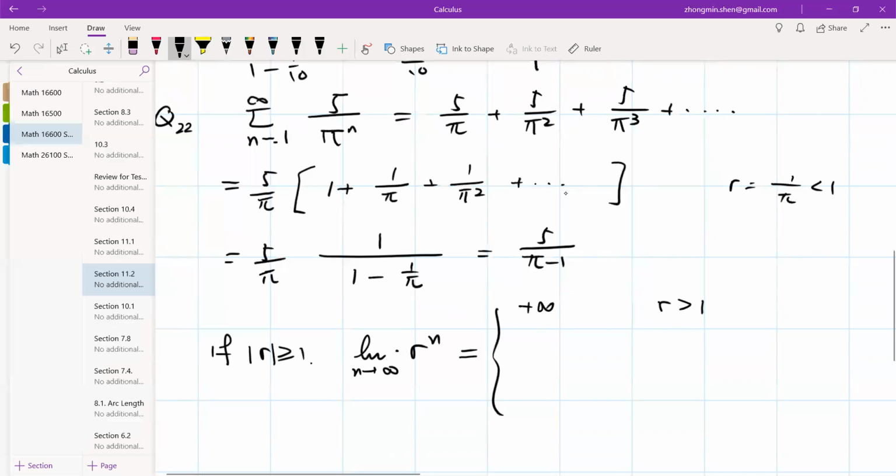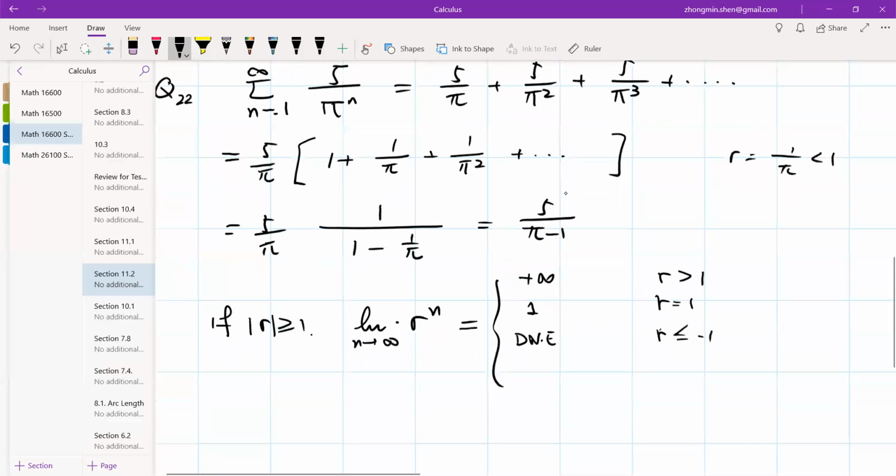Because like 2 squared, 2 cubed, and so on. If r is equal to 1, this is always equal to 1. If r is less than or equal to -1, say r equals -1, the limit does not exist because it always jumps from negative to positive 1. So either it alternates between negative and positive 1, or the absolute value is getting larger, but the sign is always alternating. So the limit doesn't exist.